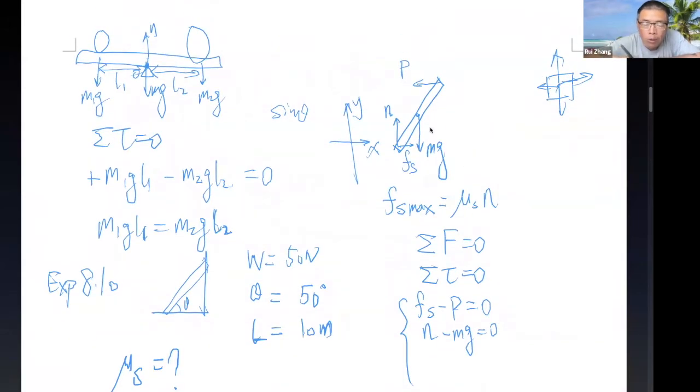But remember, to calculate torque, you need to start from a rotational axis. You can choose any point as a rotational axis. Normally, we choose a point that's most convenient for us to solve the problem. Which point do you think is best for this problem? We can choose this point here, or the middle one, or the left corner, middle, or the right corner. Which point do you think is best?